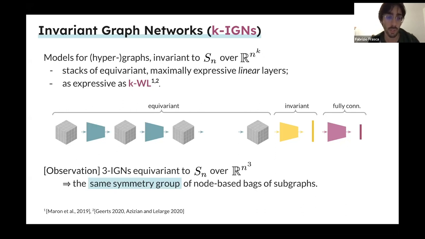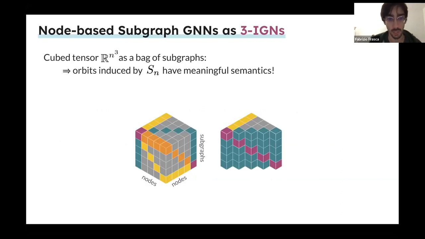So they are equivariant to the same symmetry group we are interested in, that is the symmetry group of node-based bags of subgraphs. So from this observation, we realized that we could, in fact, consider 3-IGNs to study and characterize together node-based subgraph GNNs. And the first step in this direction was to take a look at the orbits that are induced by the action of the symmetry group over this cube tensor.